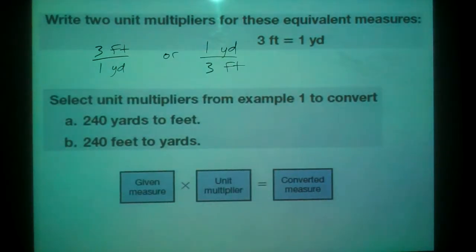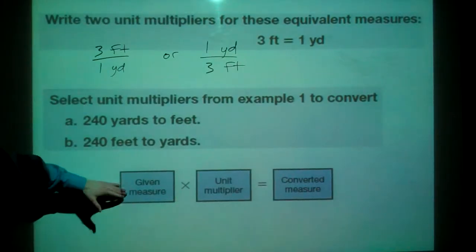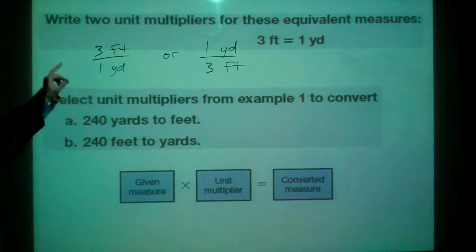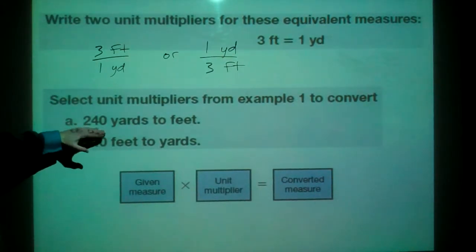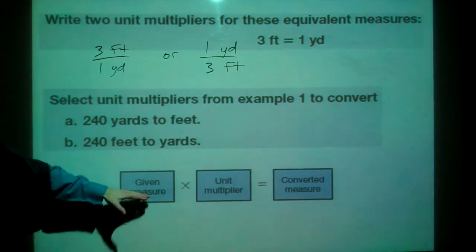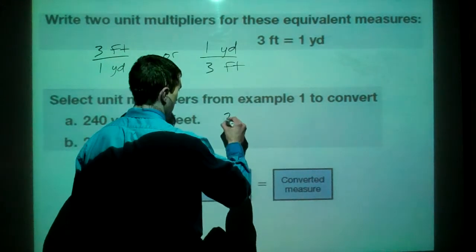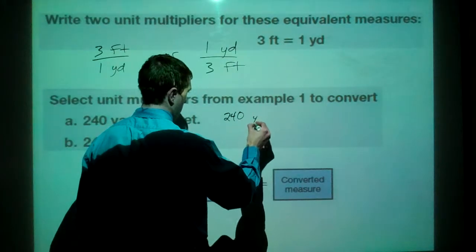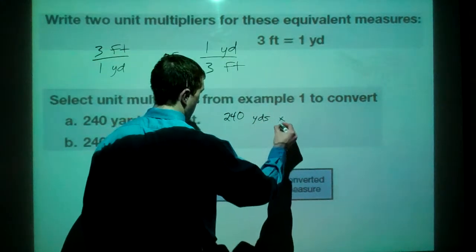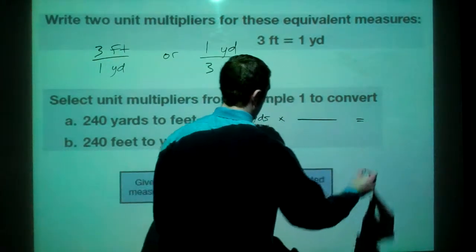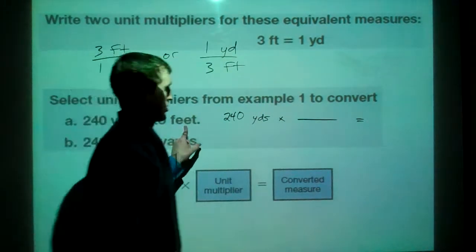Okay, we're actually going to use those for these examples here. Let's select unit multipliers from example 1 to convert 240 yards to feet. We're going to start with the given measure for A, 240 yards. We're going to multiply that by a unit multiplier, and we want to get it into feet. So we want to end in feet.